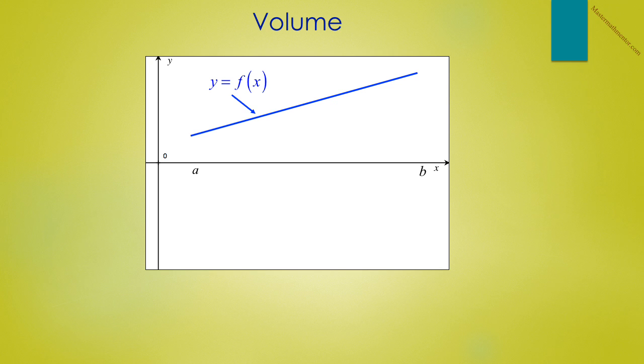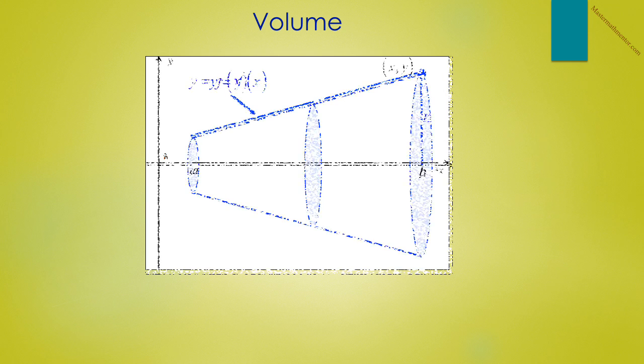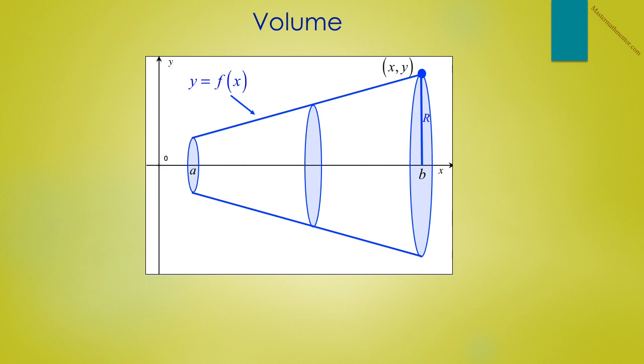Let's start with a simple curve, y equals f of x, which is always positive, on the interval a to b. We are going to take this shape and rotate it about the x-axis. What you get is a three-dimensional object that appears like the one on the screen. If you look at a cross-section of it by slicing it perpendicular to the x-axis, you get a circle.